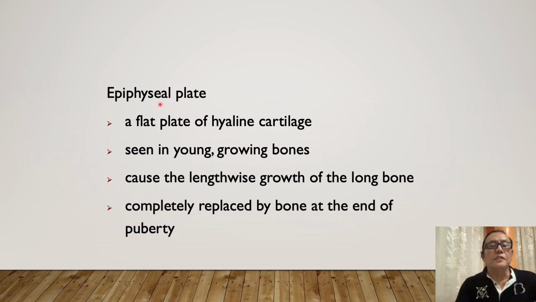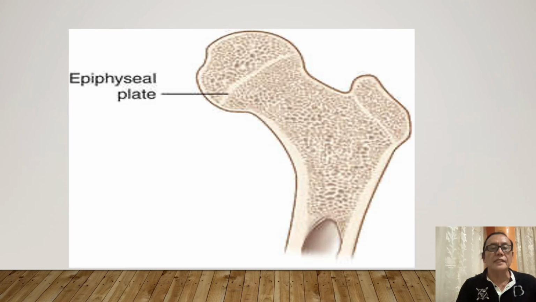Then we have the epiphyseal plate, a flat plate of hyaline cartilage that you can see in young bones. If the epiphyseal plate is still present, that means the bone can still grow. It is characteristic of young bones. In children, they can still grow taller. But once it disappears, it closes, only a thin remnant line remains, so we can no longer grow taller. That occurs, of course, after puberty.